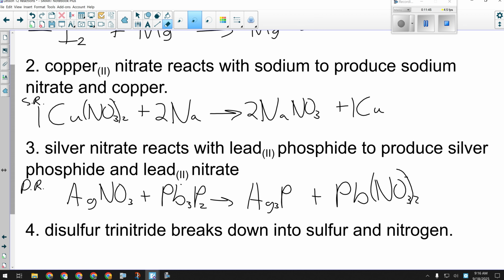Biggest number is 3. It's on both lead and silver, but lead has a bigger charge. Lead's a +2, so let's start with lead. I got 3 leads here, but I only have 1 here. So what needs to go here? 3. Now when I put that 3 there, how many nitrates does that give me? 6. So I'm going to go back over here and make sure that I have 6 nitrates. But when I do that, I get 6 silver. So what needs to go in front of this? A 2. And I'm pretty sure that putting that 2 there fixes my phosphorus problem. And now everything is balanced.